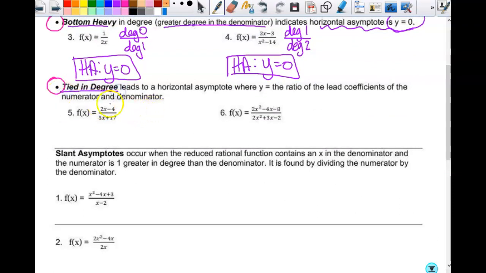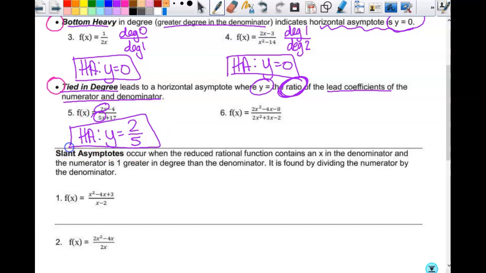Tied in degree leads to a horizontal asymptote where y equals the ratio. Ratio means we're getting a fraction of the leading coefficients of the numerator and denominator. So this is degree 1 over degree 1. All I look at is these leading coefficients. That means your horizontal asymptote is 2 over 5, y equals 2/5. And then the next one: I look at 2 over 2, so y equals 1.